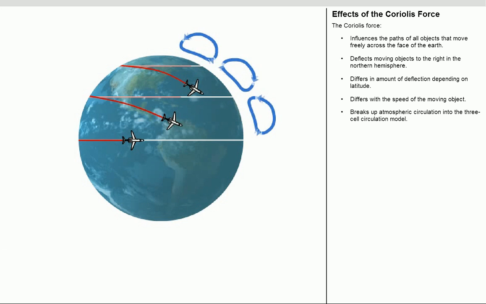The combined effects of the Coriolis force and the pressure gradient force influence the formation and movement of wind. The Coriolis force continues to deflect wind until the Coriolis force and the pressure gradient are in balance.